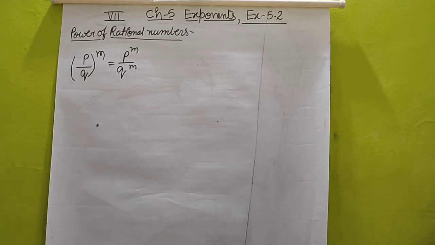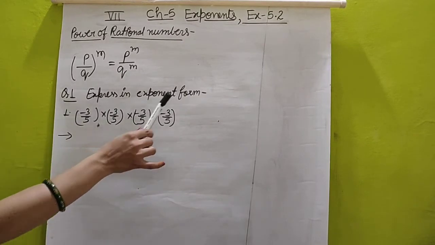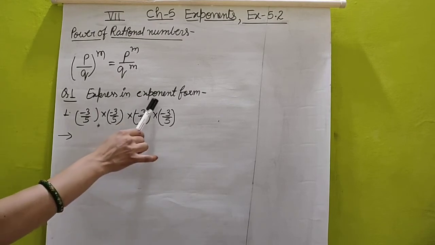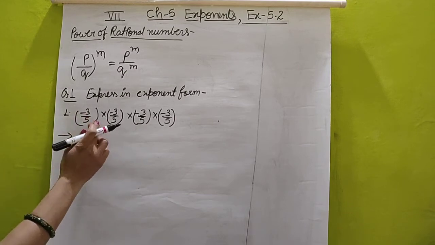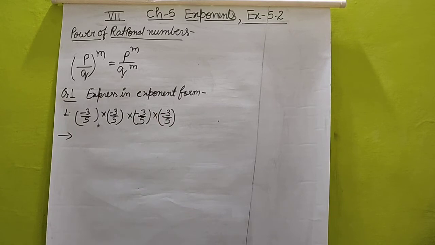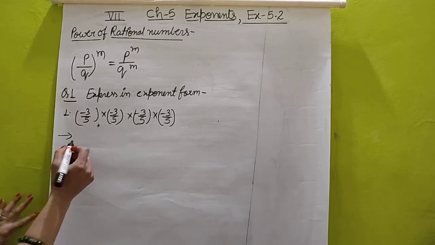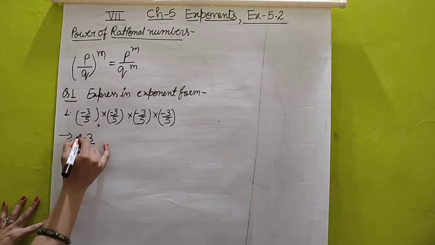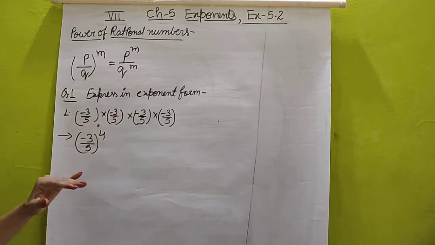Now question number 1. Students, now question number 1 is express in exponent form. Exponent form means students, we have to write in short form with the power. So minus 3 upon 5 multiply minus 3 upon 5 multiply minus 3 upon 5 multiply minus 3 upon 5. 4 times we are having minus 3 upon 5. So students, we can write minus 3 upon 5 power 4. It is now in the exponential form and earlier it was in the expanded form.